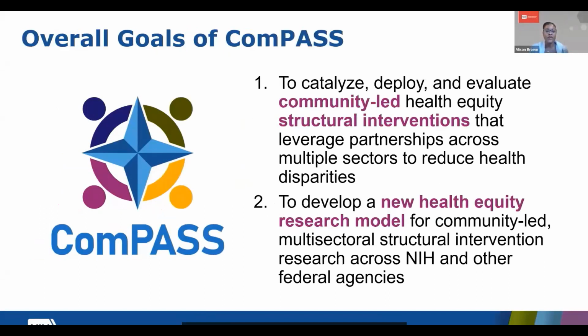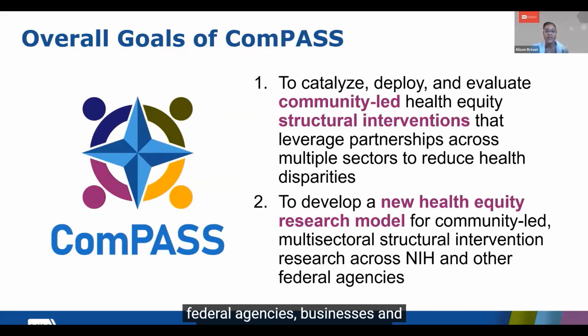So the overall goals of ComPASS are twofold. First, to catalyze, deploy, and evaluate community-led health equity structural interventions that leverage partnerships across multiple sectors to reduce health disparities. And secondly, to develop a new health equity research model for community-led multi-sectoral structural intervention research across not only NIH, but other federal agencies. And the intention is for these goals to be carried out in partnership with multiple sectors, including community organizations, federal agencies, businesses, and local and state governments. Next slide.